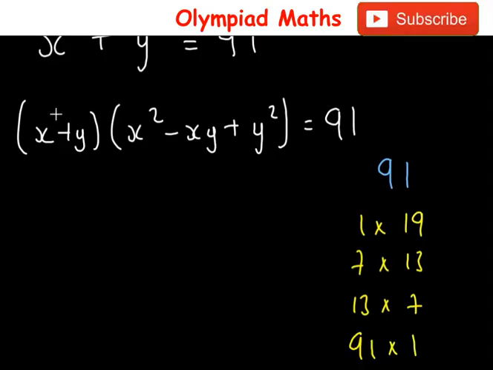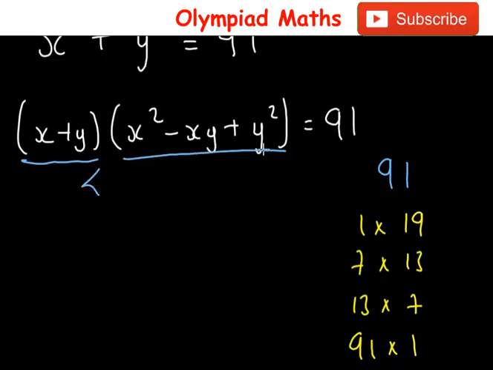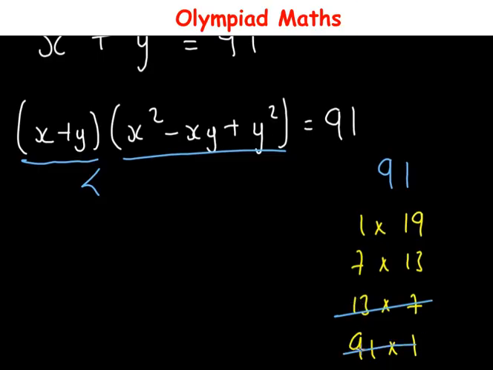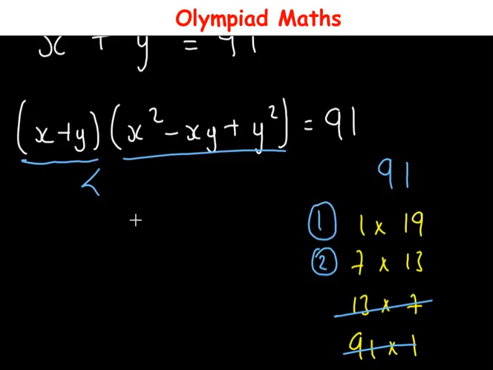But looking at this equation, this right here is smaller than this right here. So this means that we cannot work with this. This is cancelled out because 13 is bigger, okay, in this case, and also we can't work with this because 91 is bigger. So this means that we're working with the first case and the second one. Okay, so let's start with the first case.